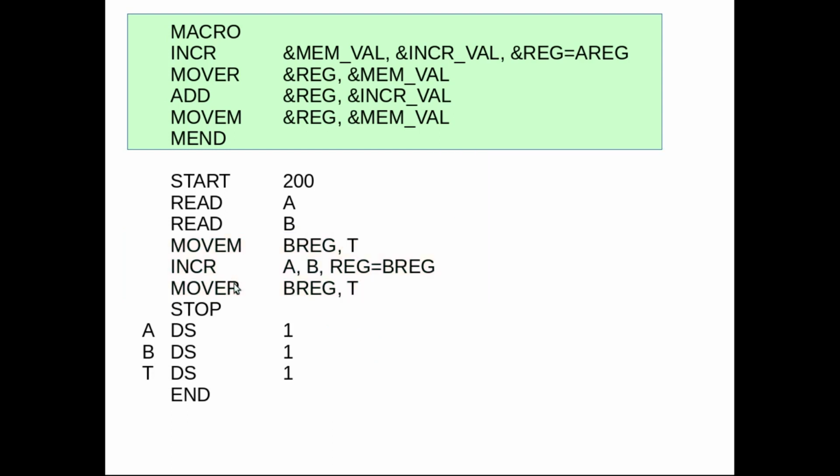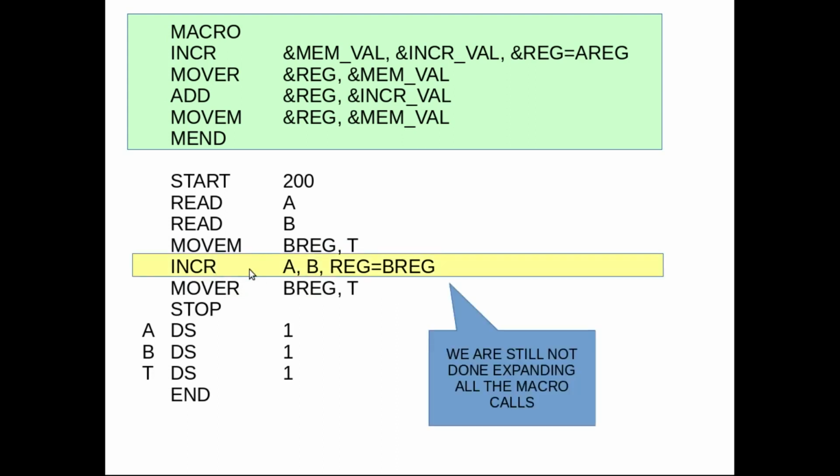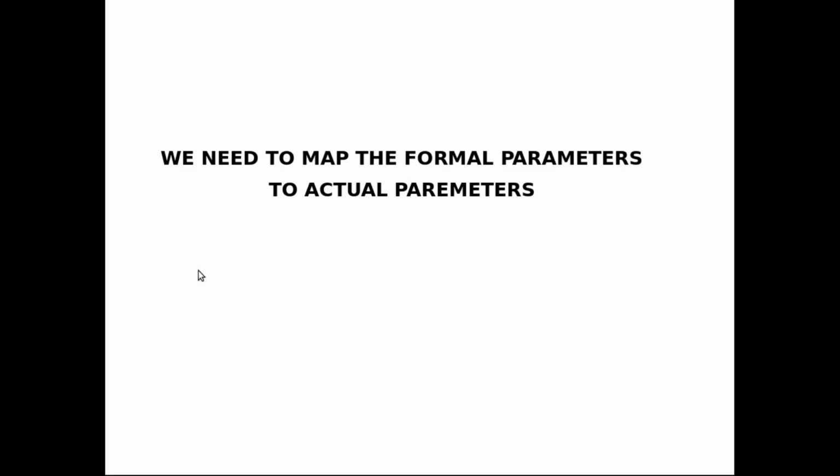But now as you can see, we are still not done with macro expansion, because we still have another macro call present, and we need to perform the macro expansion for this macro call. So we are still not finished doing the macro expansion for all the macro calls, and now we have to do the macro expansion for this macro call. And we'll follow the same procedure as before. First we will map the formal parameters to actual parameters.